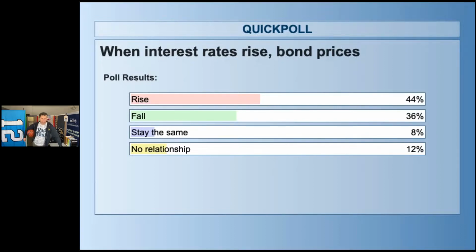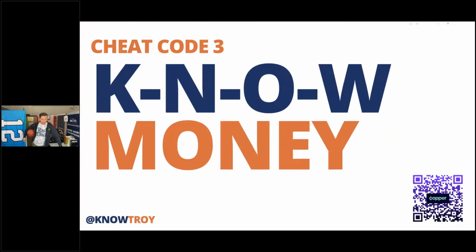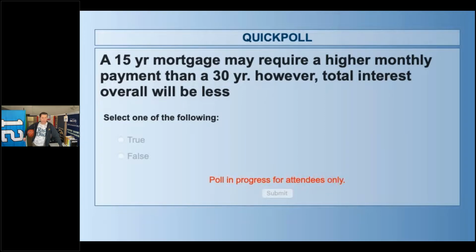So the last question: a 15-year mortgage may require a higher monthly payment than a 30-year mortgage. However, the total interest over the life of the loan will be less. True or false? So these next 2 questions are going to be true and false. A 15-year mortgage may require a higher monthly payment than a 30-year mortgage. However, the total interest over the life of the loan will be less. True or false?